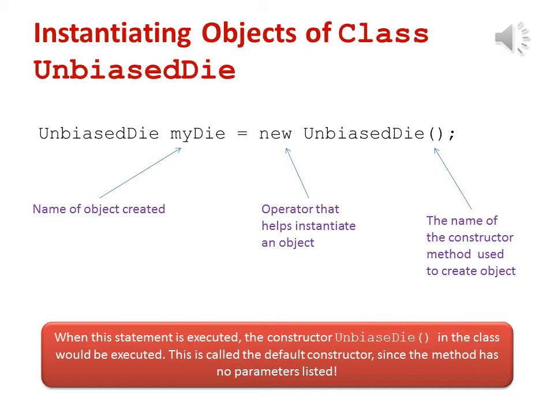We make use of the operator new to instantiate an object. When this statement is executed, the constructor UnbiasedDie in the class would be executed. This is called the default constructor since the method has no parameters listed. The default constructor must be defined in the class UnbiasedDie.